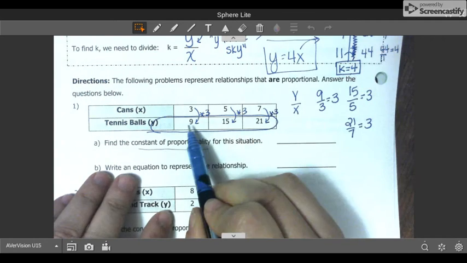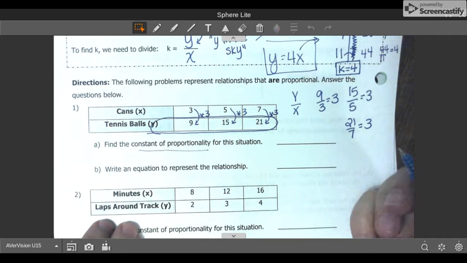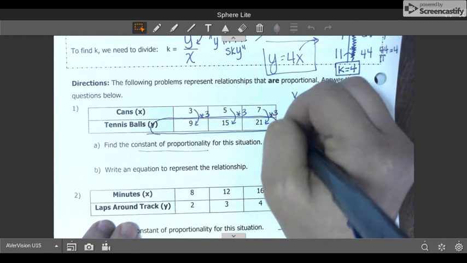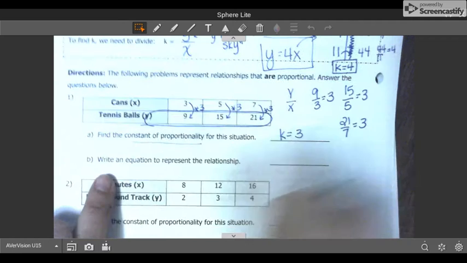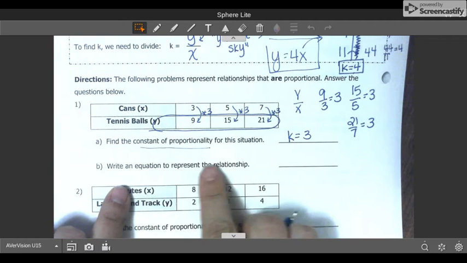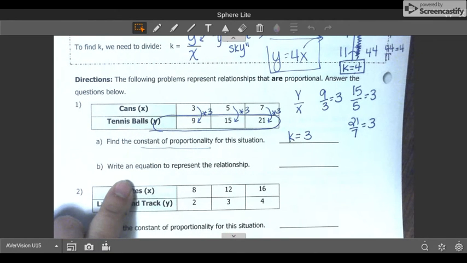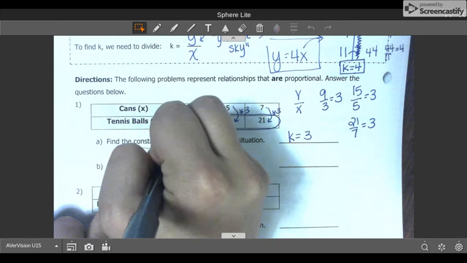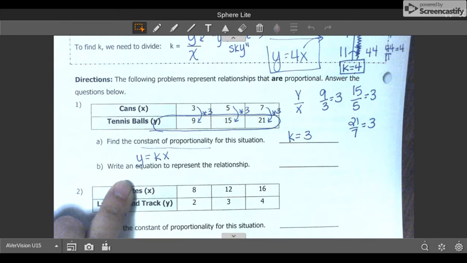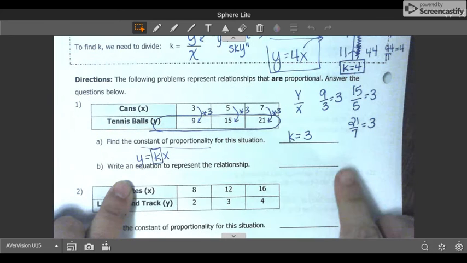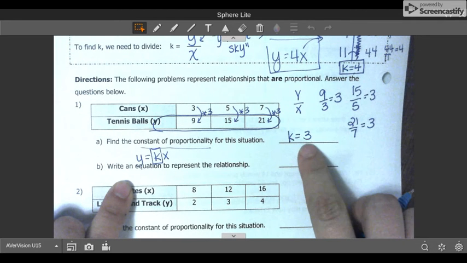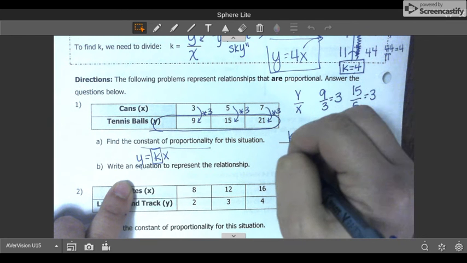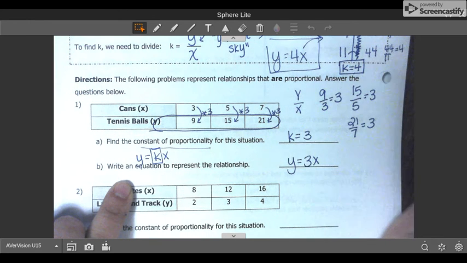Since it's the same number each time, this is a proportional relationship. The constant of proportionality is 3. Part B, write an equation to represent this relationship. For proportional relationships, all of your equations are going to be in this form, y equals kx, and all you need to do is plug in the value you got for your constant of proportionality. In this case, it's 3. So I'm going to write y equals 3x.